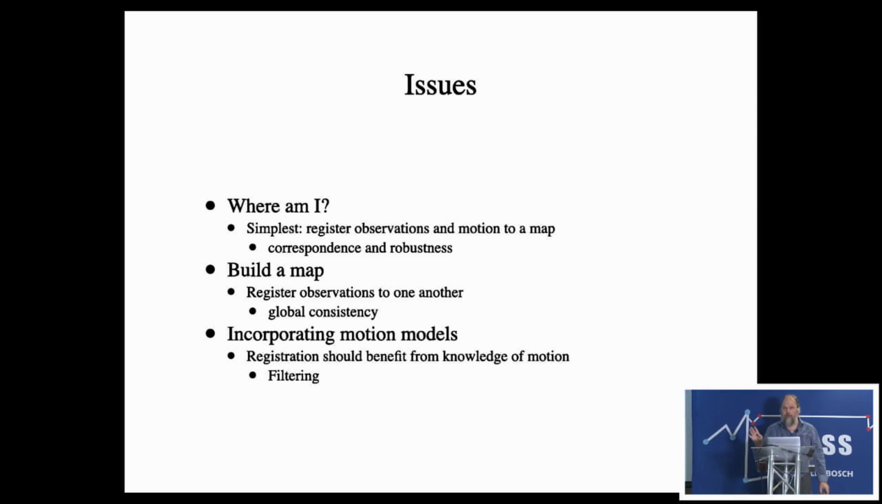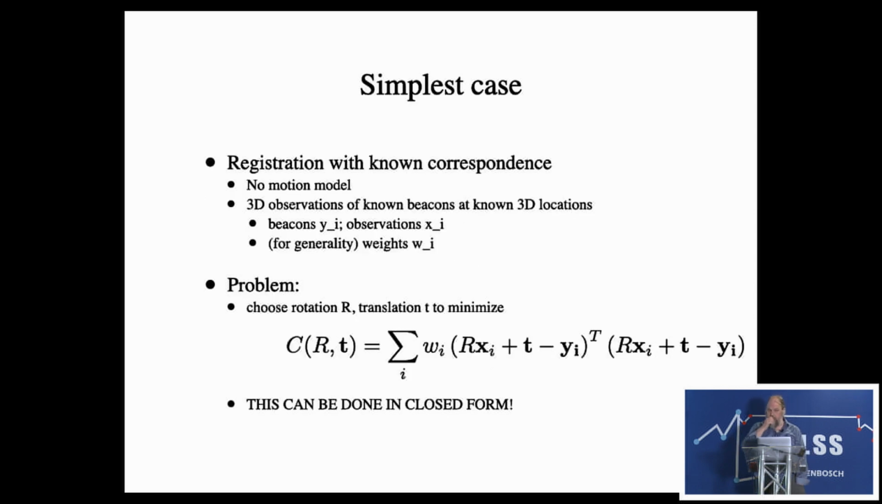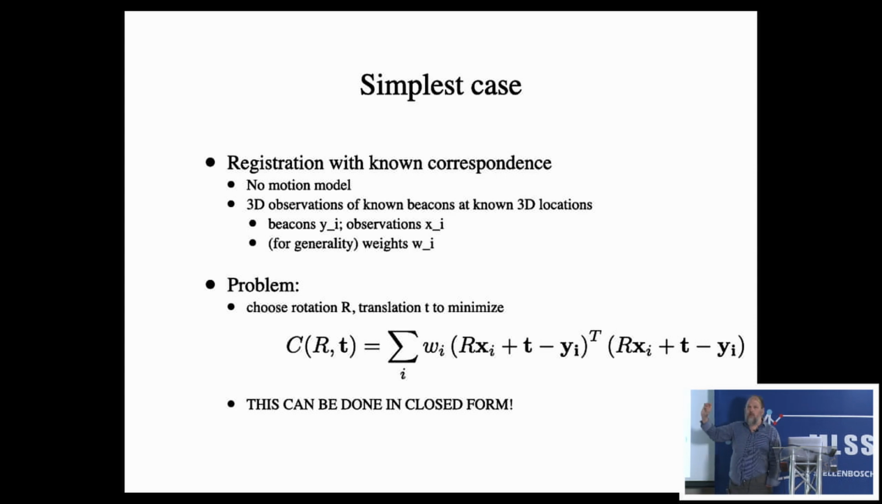So I will leave out filtering because it just gets us involved in complications that we don't have time for. Here is the simplest case. Imagine I have beacons. On the wall at every 5 meters, I've placed a little label, and the label says I am label 1, I am label 2, I am label 3. And my measurement process says label 1 is over there, label 2 is over there, label 3 is over there. And I want to register up to rotation and translation.